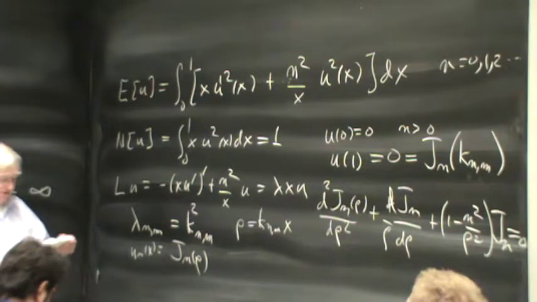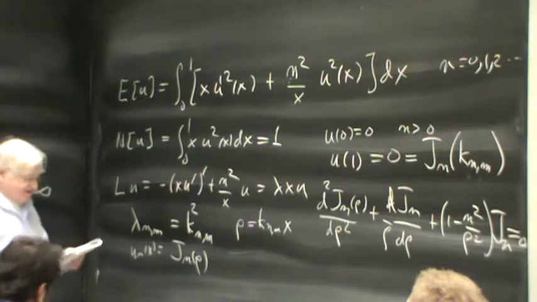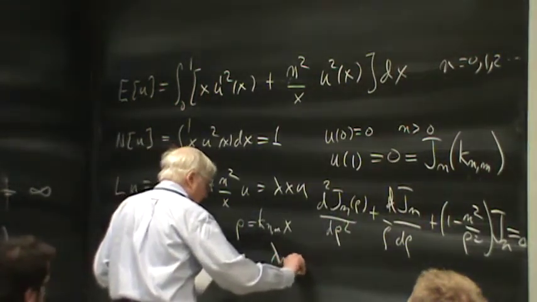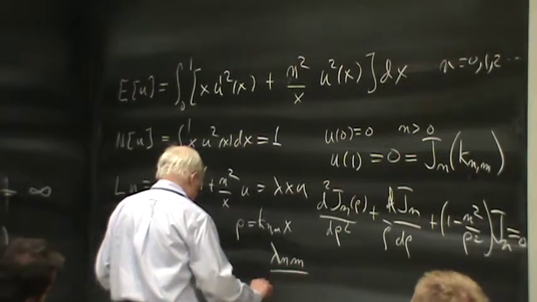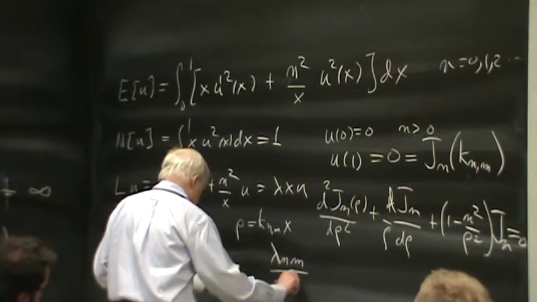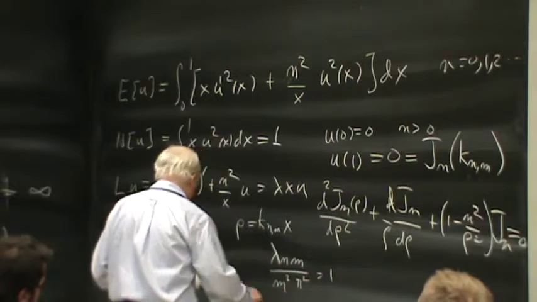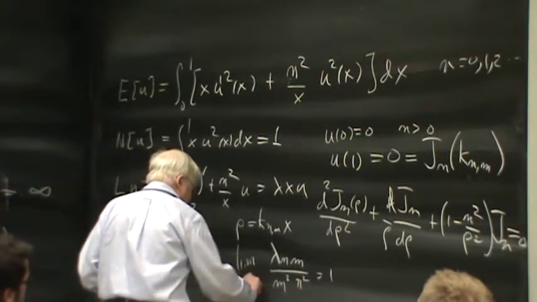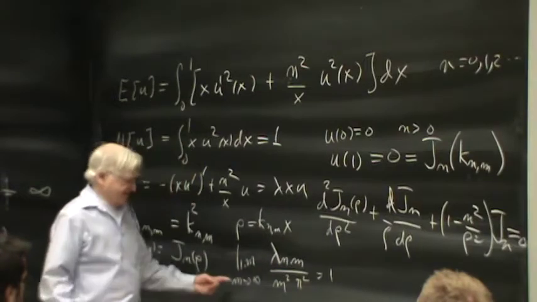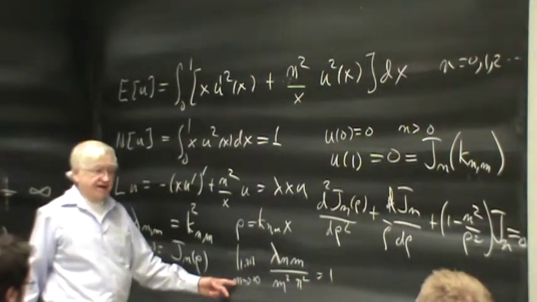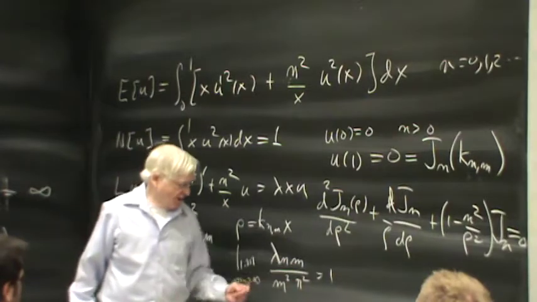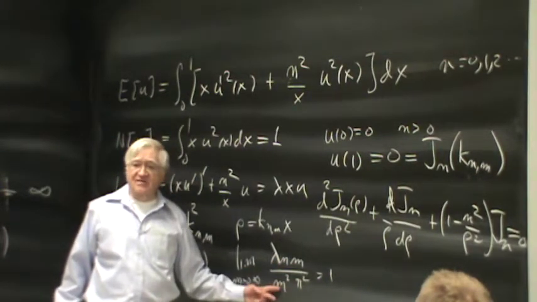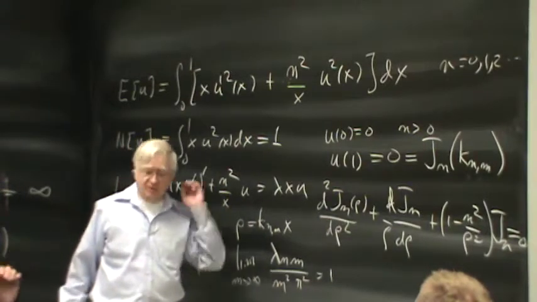So what actually happens to these eigenvalues? What you can show is that the limit of lambda_nm over m squared pi squared, as m goes to infinity, where m is the label of the eigenvalue, goes to 1. So in other words, these eigenvalues rise as the square of their label, and so they go to infinity.